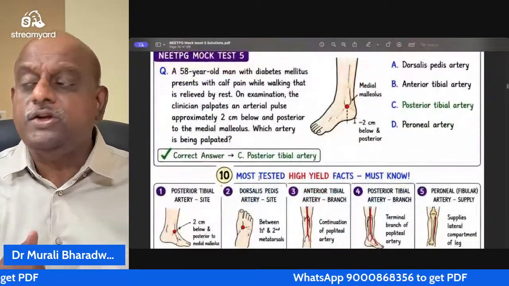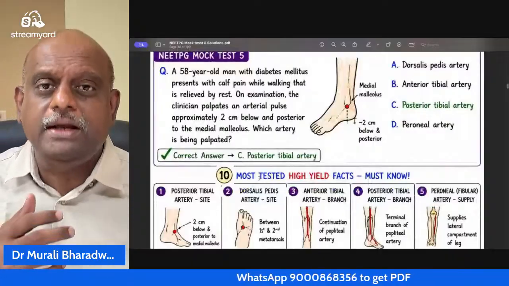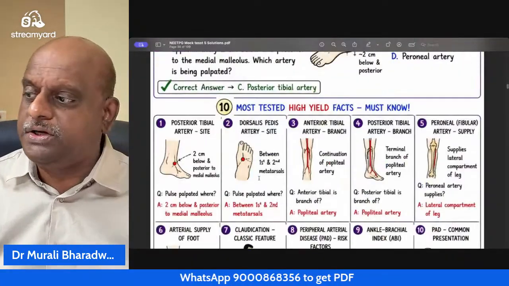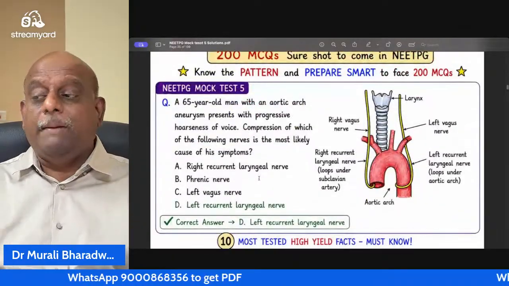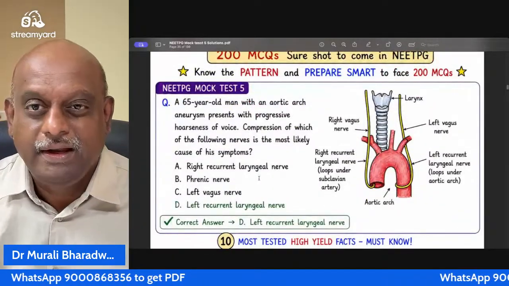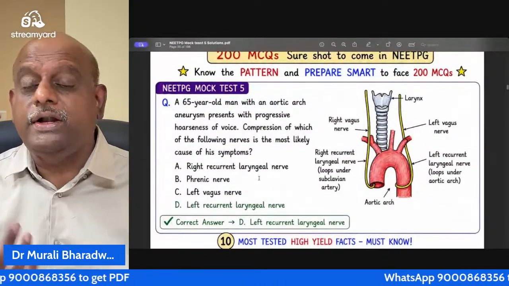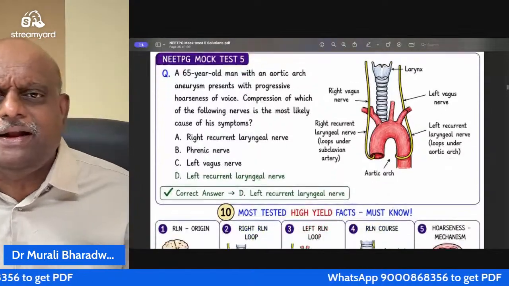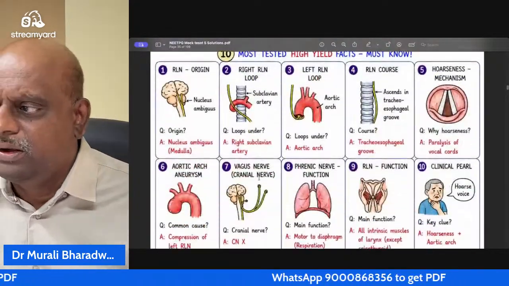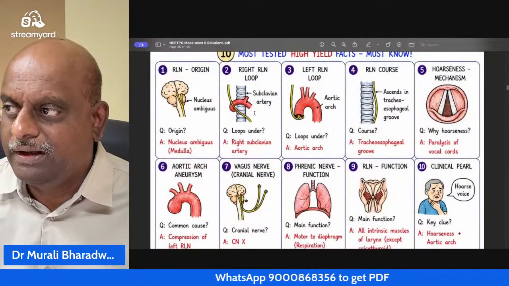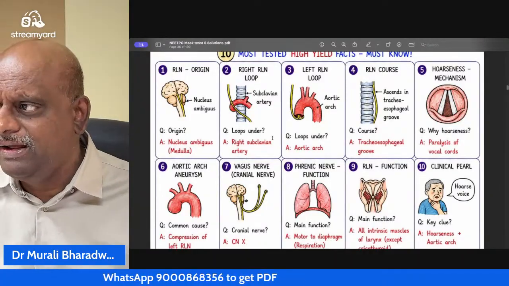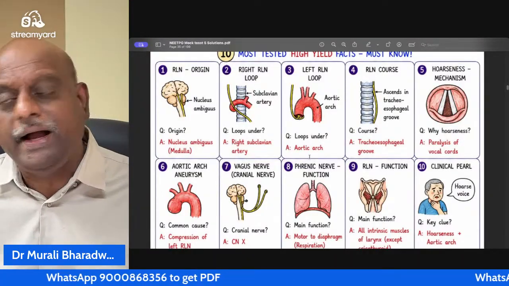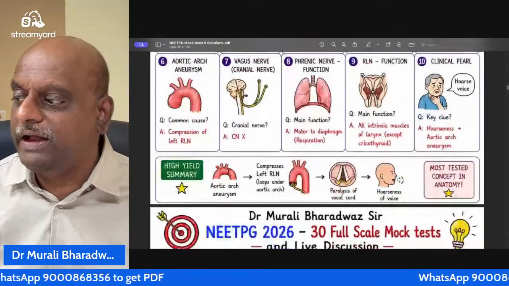So which artery is palpated posterior to the medial malleolus, doctor? Posterior tibial artery. So compression of which nerve can happen with aortic artery aneurysm? It is the left recurrent laryngeal nerve. You need to remember, right recurrent laryngeal nerve loops under right subclavian, left loops under aortic arch, is what we have to remember.